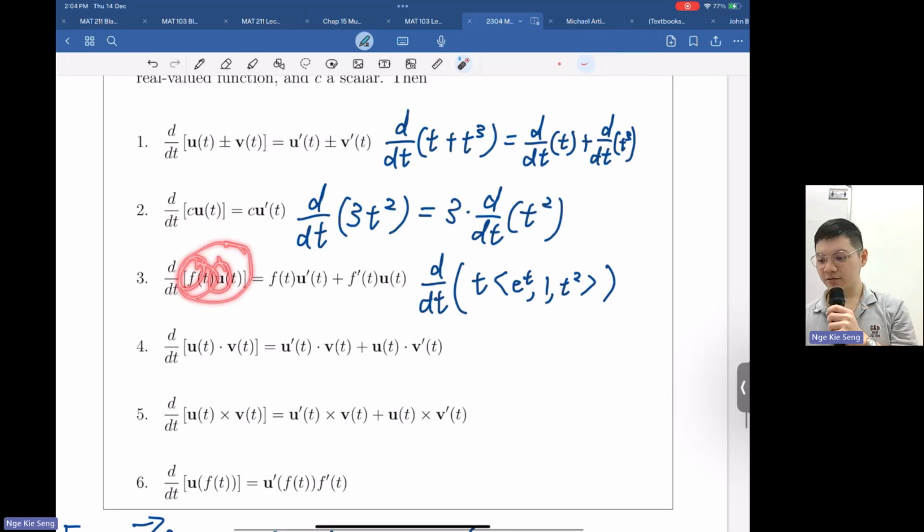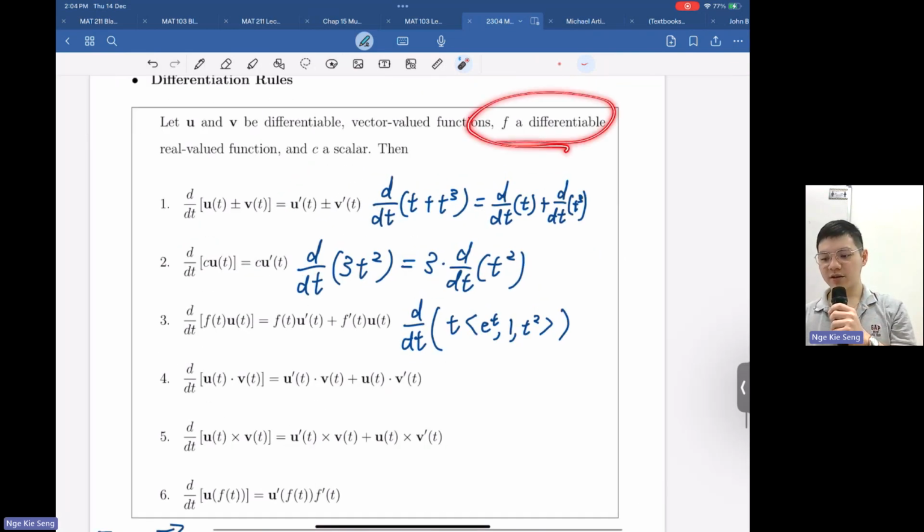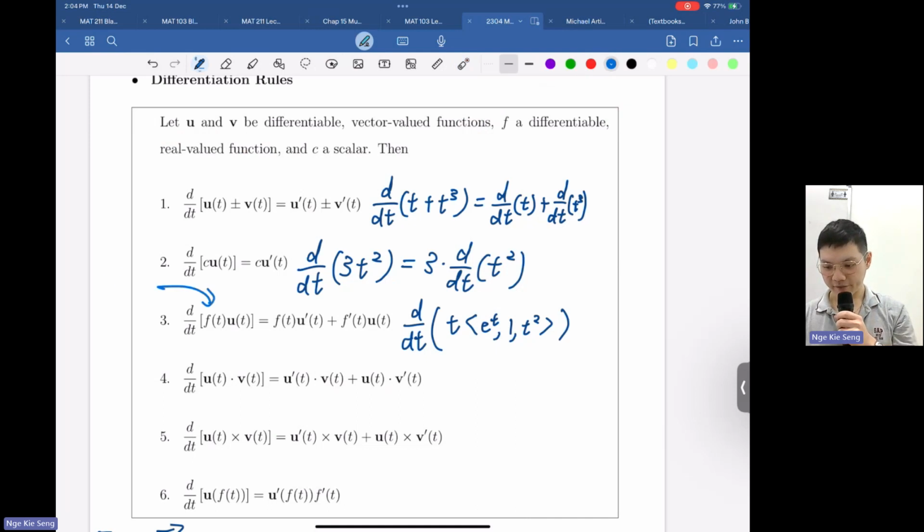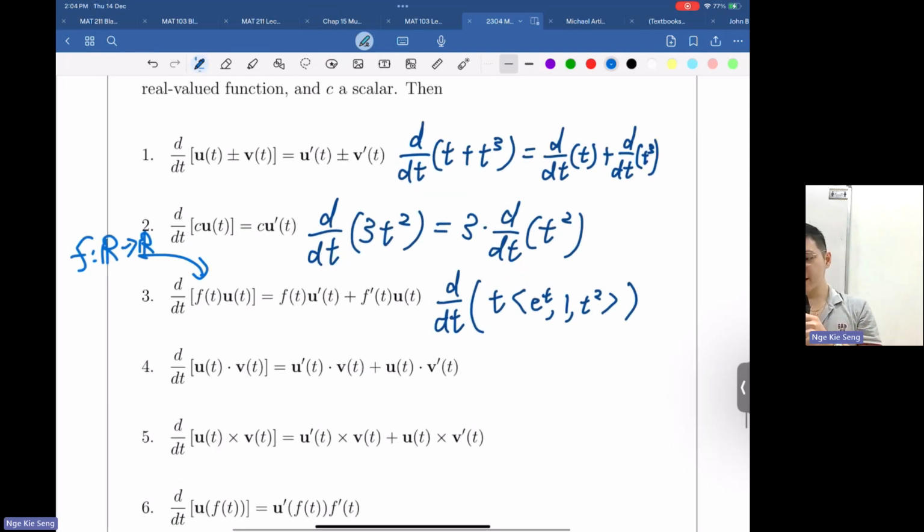So this ft here is what? It is a normal differentiable real value function, so it's a function from R to R. Real value function only. The input is real, output is also real. You can imagine it as a changing constant here. It changes with time, this constant.